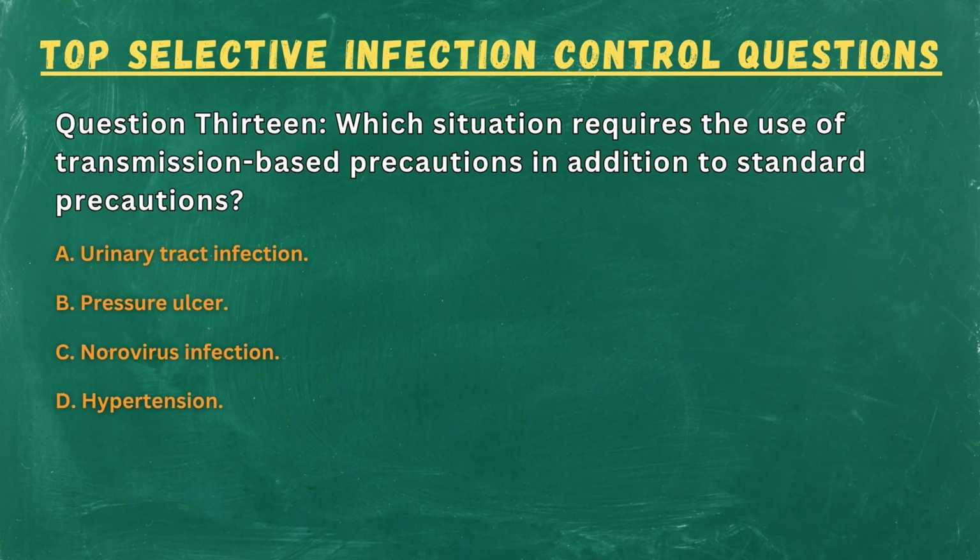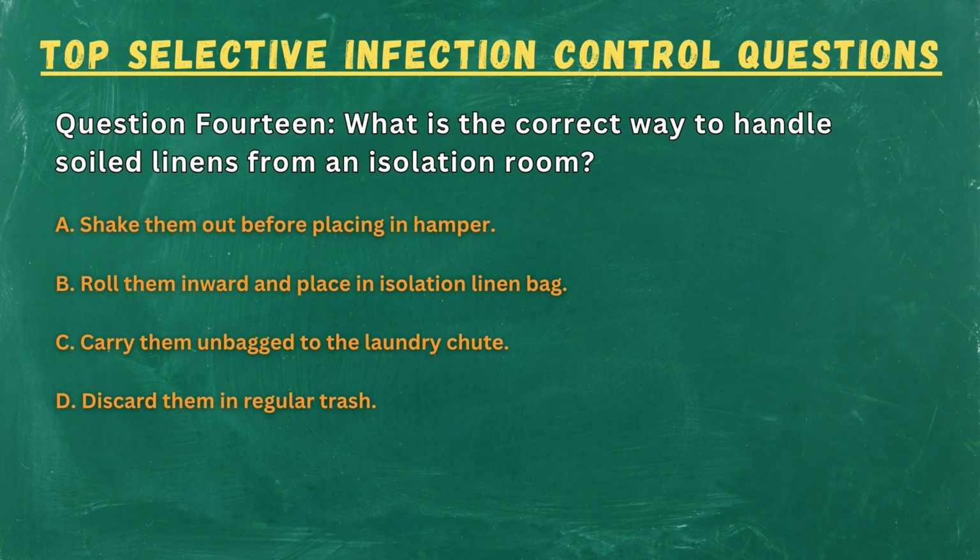Question 13. Which situation requires the use of transmission-based precautions in addition to standard precautions? A. Urinary tract infection. B. Pressure ulcer. C. Norovirus infection. D. Hypertension. Answer: C. Norovirus infection.